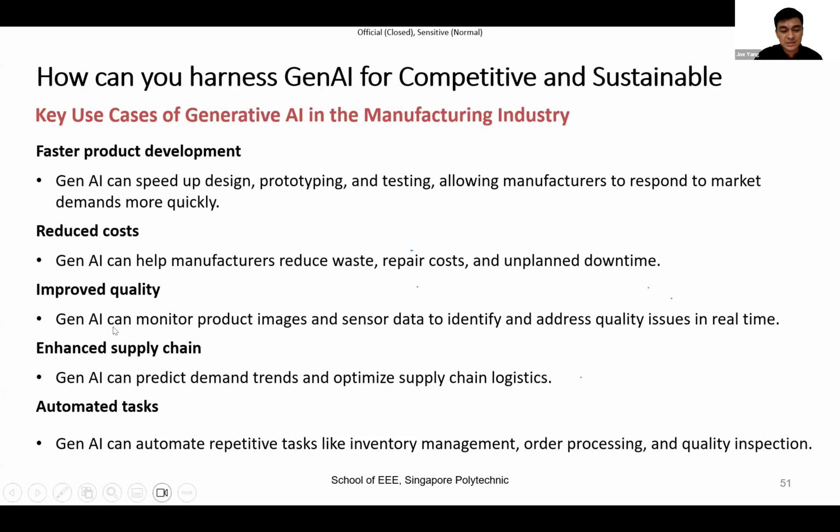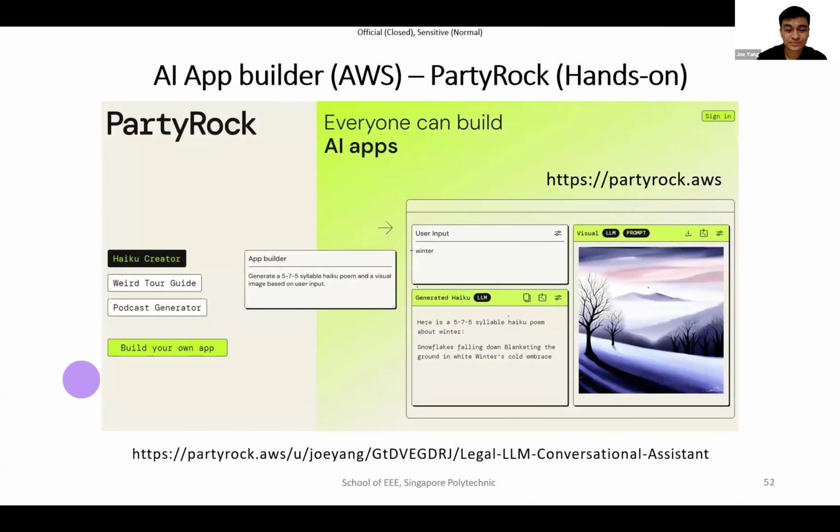Improved quality. AI can monitor product images and sensor data to identify and address quality issues in real time. So it can improve the quality of your products or your production. It can also enhance supply chains and improve automated or repetitive tasks. AI can take over repetitive tasks so that employees can work on higher-level jobs. So to me, I think that's positive.